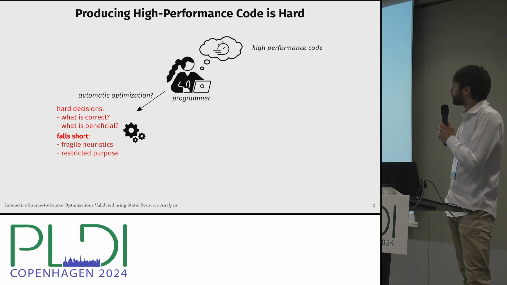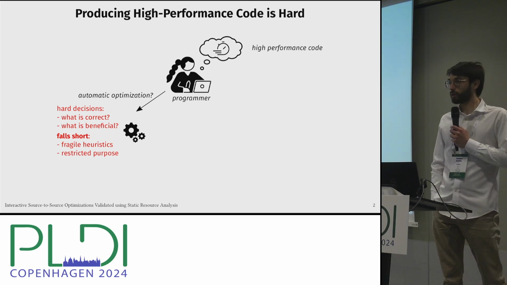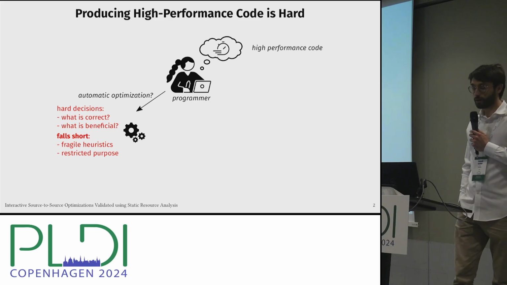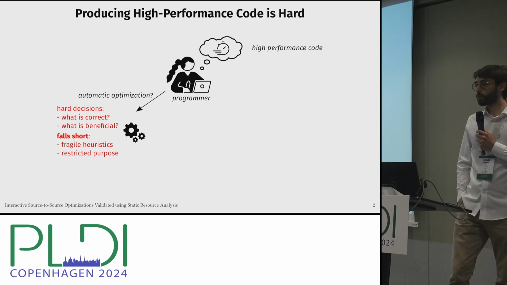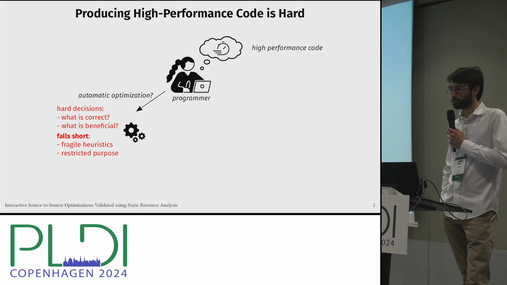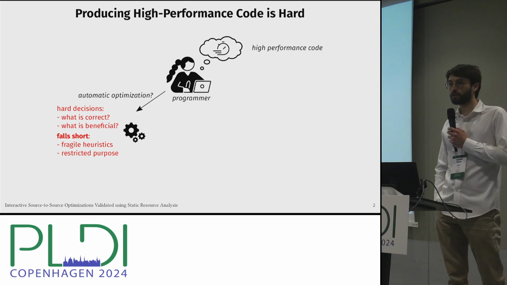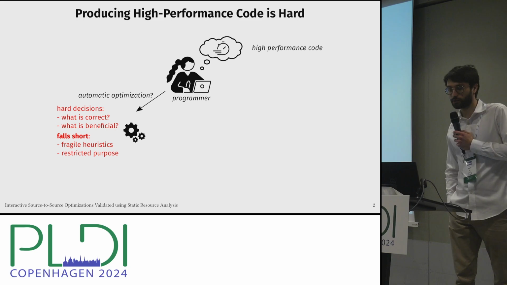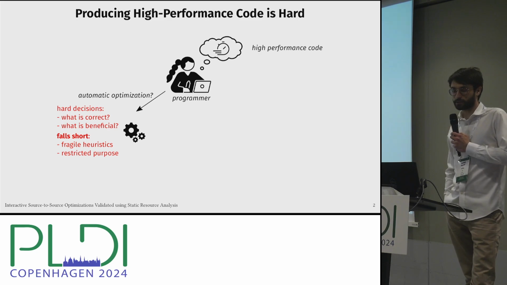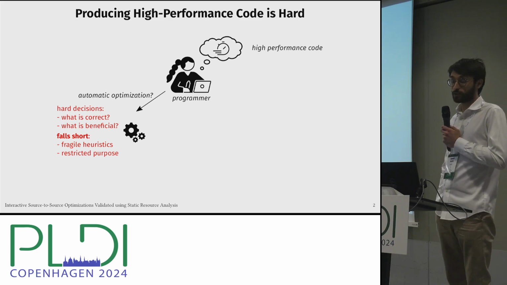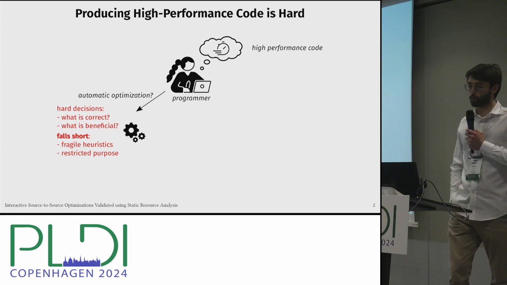Our motivation is that producing high-performance code is hard. So if a programmer wants to optimize their code, they have multiple options. Ideally, they would like to use some automatic optimization tools, so typically a compiler. But compilers have a very difficult task in optimization. So they have to decide what optimizations are correct, and they also have to decide what optimizations are beneficial. So in practice, compilers often fall short.